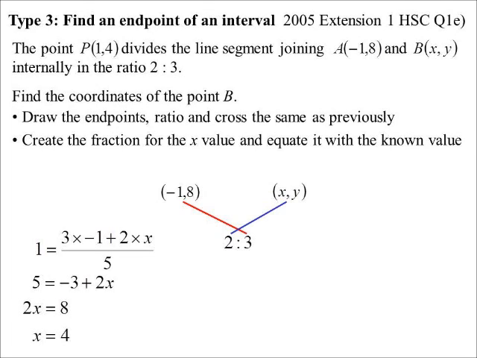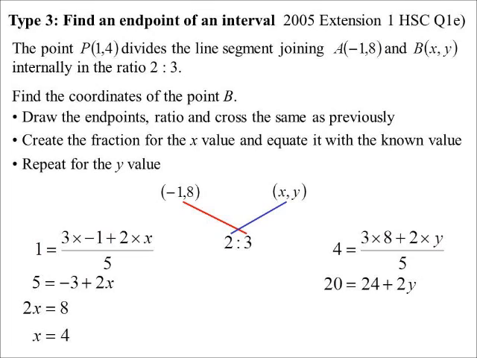I'll just do the same with the y values. The answer for the y values is 4. 5 on the bottom of the fraction, multiply along the cross, 8 times 3, 2 times y, and we get our y value of negative 2. So there's my answer, 4, negative 2. That's one way I could have done it.